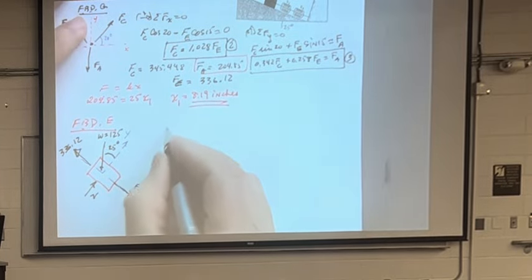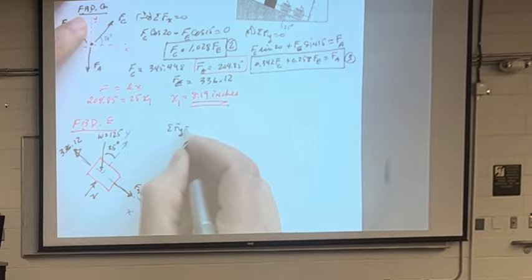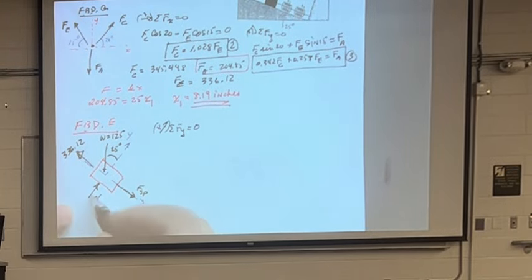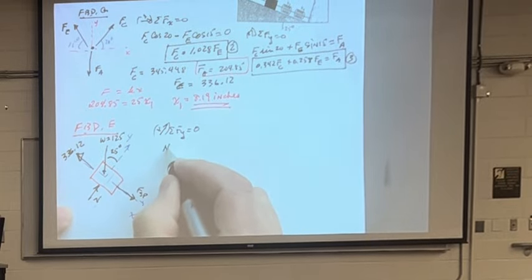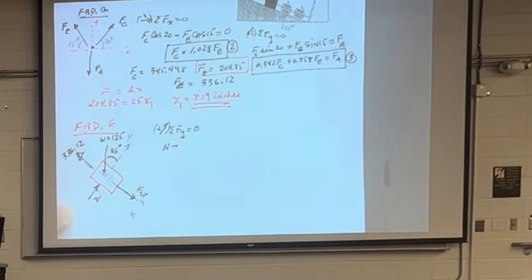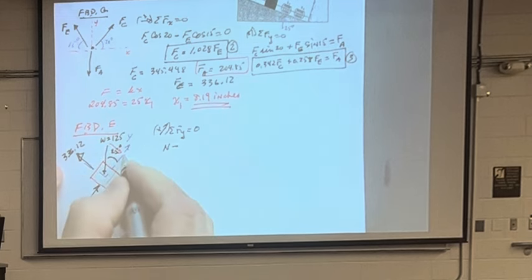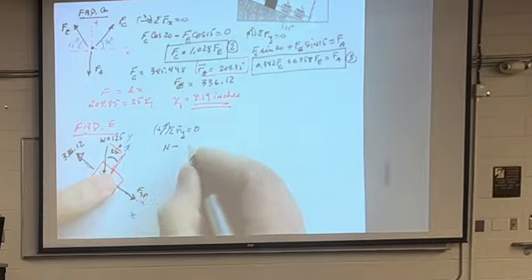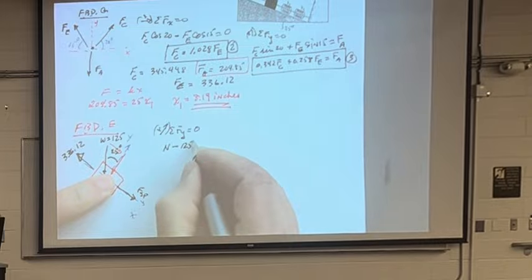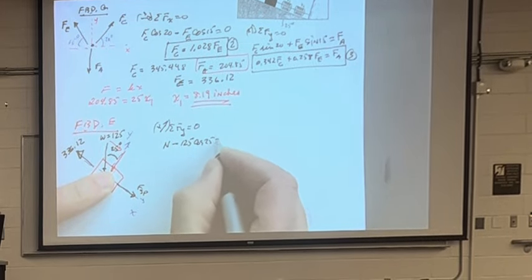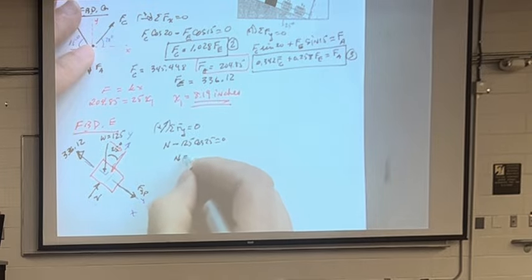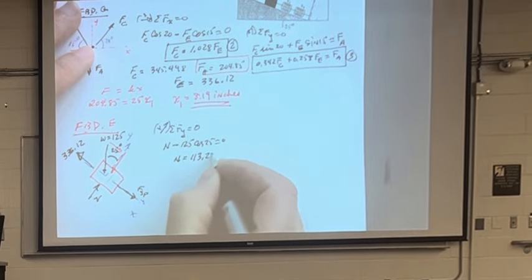All I have to do is say sum of forces in the y equals 0, positive in that direction. Well, there's only two things. That's N minus, this has a component this way and a component that way. And I'm looking at that component saying 125 cosine 25 equals 0, because that's the only things that are in the y direction. N therefore is 113.28.